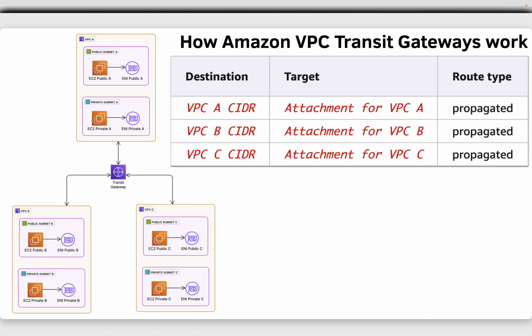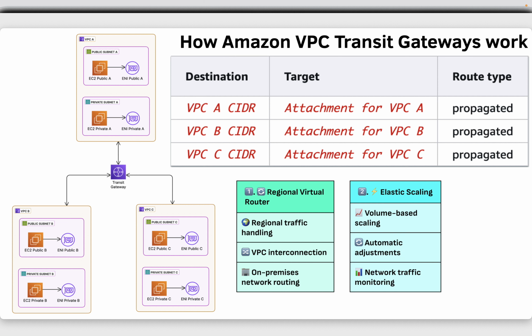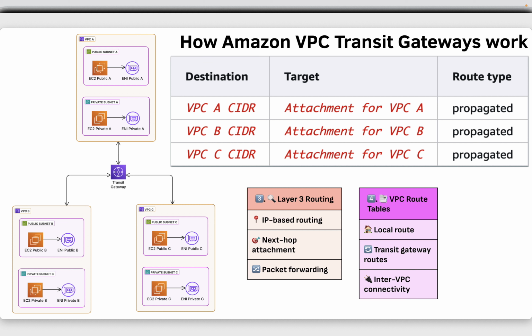So how do Amazon VPC transit gateways work? In AWS Transit Gateway, a transit gateway acts as a regional virtual router for traffic flowing between your virtual private clouds (VPCs) and on-premises networks. A transit gateway scales elastically based on the volume of network traffic. Routing through a transit gateway operates at layer 3, where the packets are sent to a specific next hop attachment based on their destination IP addresses. The route table for each of these VPCs includes the local route and the routes that send traffic destined for the other two VPCs to the transit gateway.